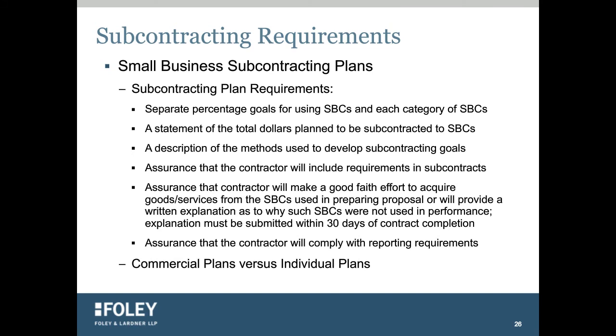There are two types of small business subcontracting plans. There's a commercial plan and an individual plan. A commercial plan covers your entire fiscal year and applies for the entire production of commercial items sold by the company. And this is the preferred plan for the sale of commercial items. An individual plan covers the entire contract period for a specific contract, and it includes goals that are based on the contractor's plan subcontracting in support of that specific contract.